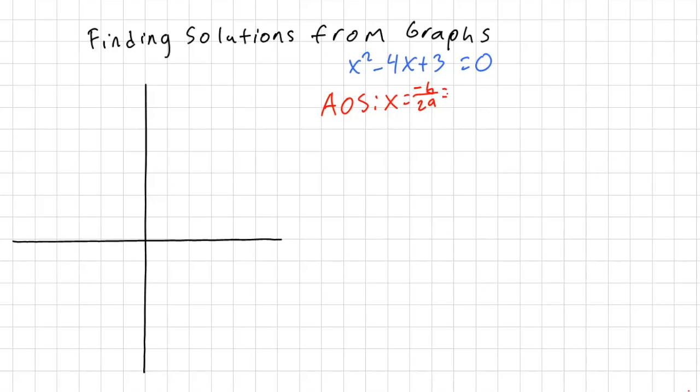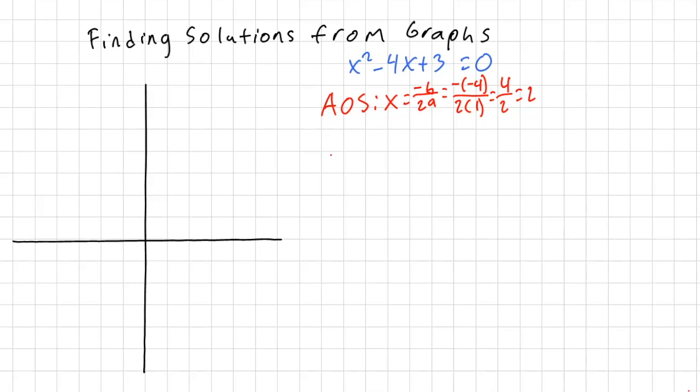So that will give us -(-4) over 2 times 1. So that'll give us 4 over 2, which is 2. So the axis of symmetry is x equals 2.